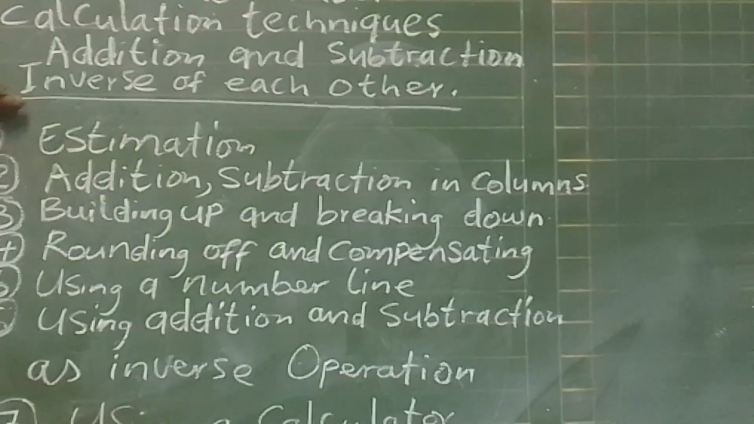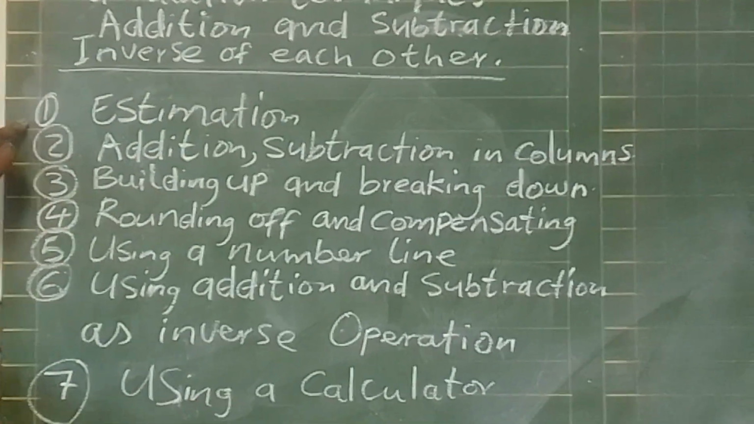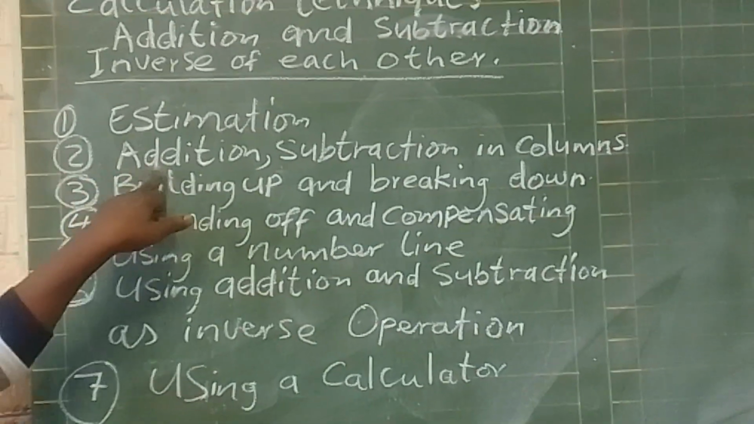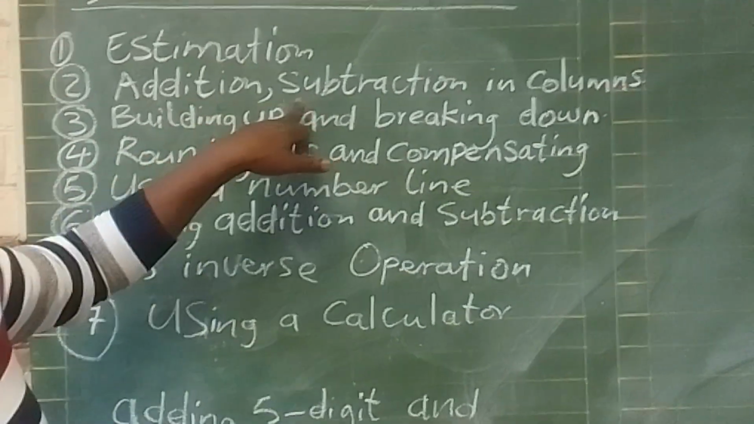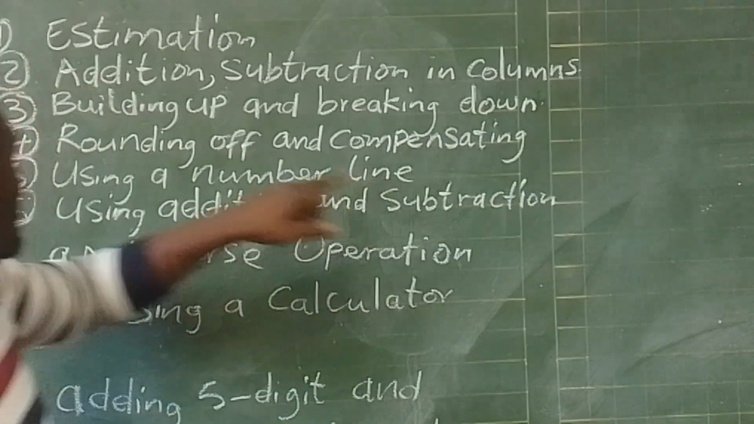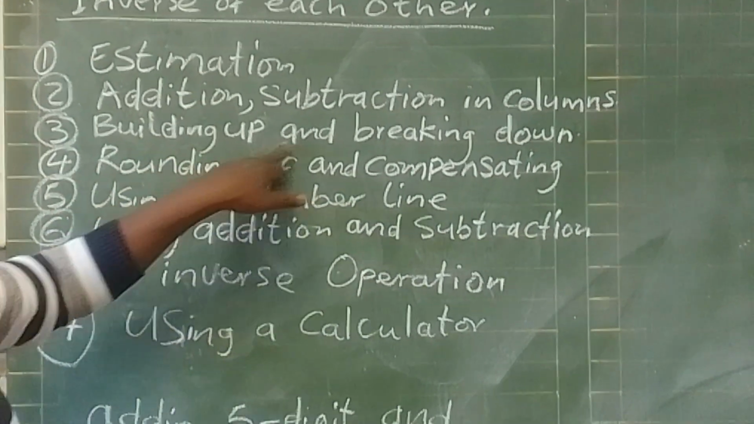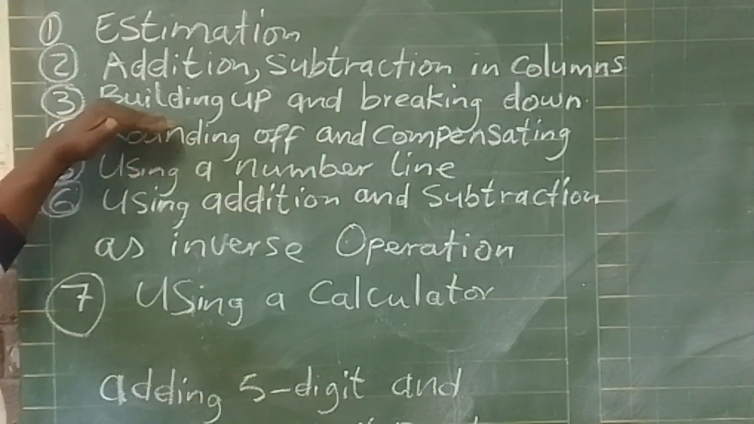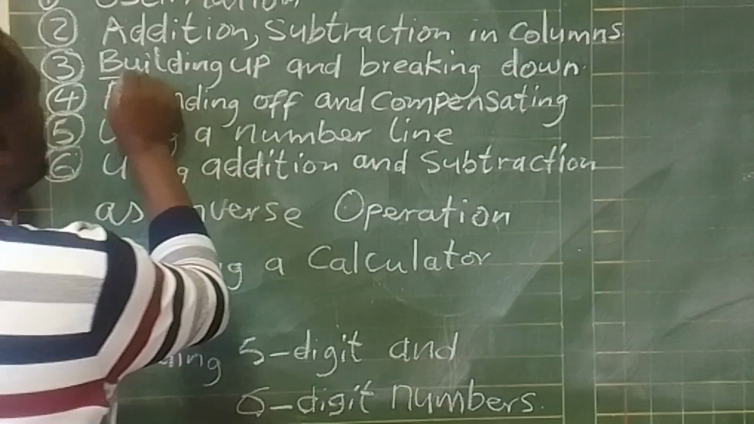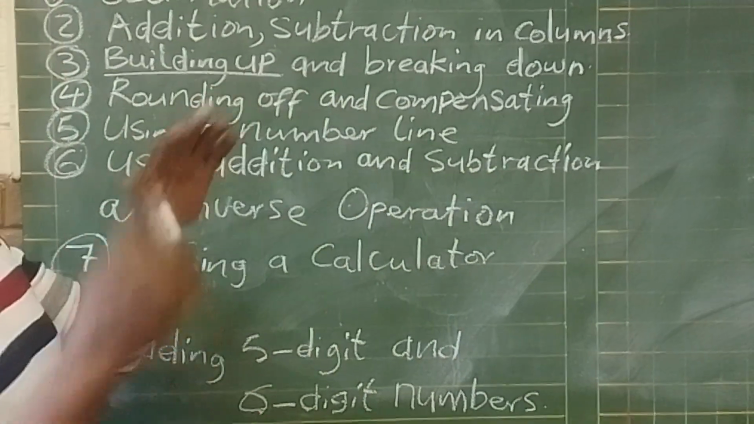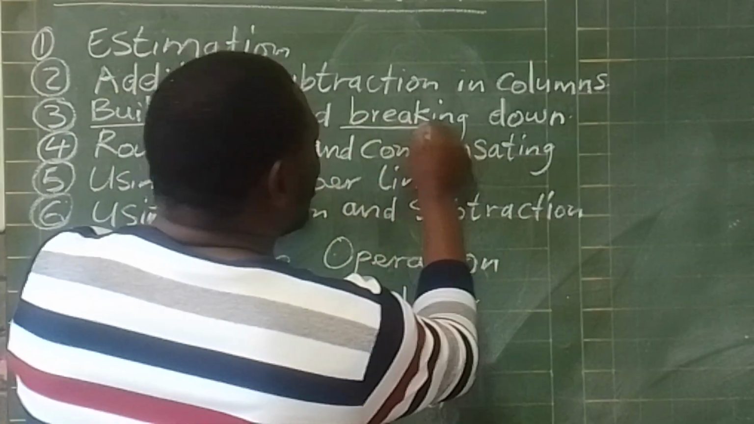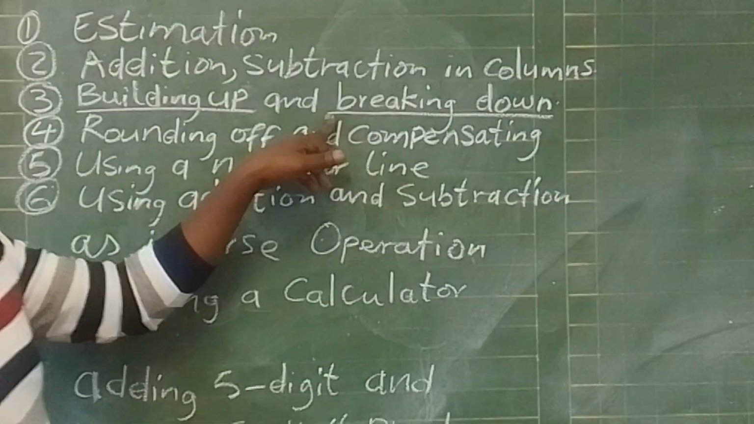So now you are required to do the subtopics. Number 1, estimation. You must know what estimation is. Number 2, you must use addition or subtraction in columns. You are required to use columns, grade 6. Then number 3, building up and breaking down. You must know why we say building up and breaking down. For clarity's sake, when you build up, it's when you perform the addition. When you're breaking down, it's when you do the subtraction.